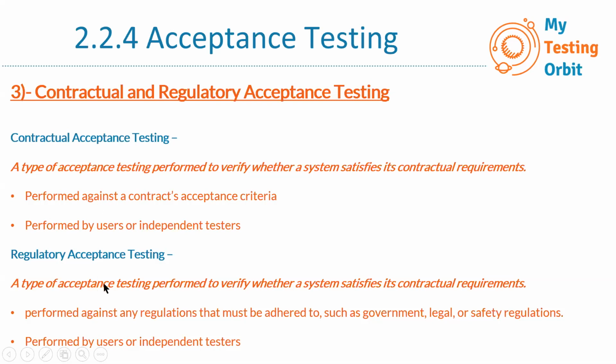So basically the objective and the process are the same. It's just that in contractual, it's based on the contract which was signed between two companies, and in regulatory, if there is any standard, it's done against that specific industry standard.